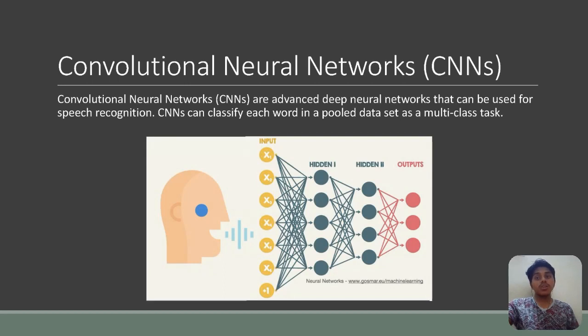Convolutional neural network. Convolutional neural networks are a type of deep learning model commonly used in image processing tasks but they have also been adapted for speech recognition. In the context of speech recognition, CNNs are used to extract relevant features from the spectrogram representations of speech signals.